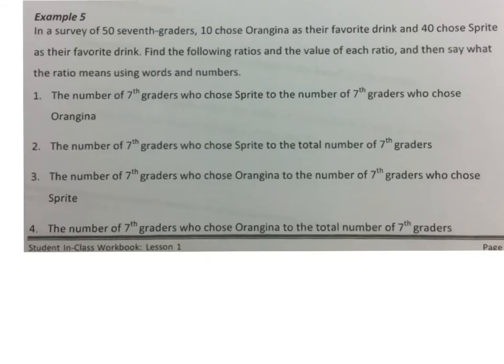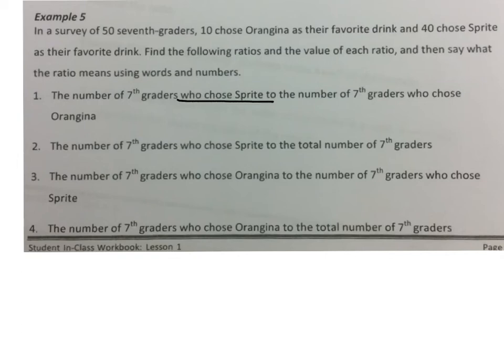Okay, and the last example is in a survey of 50 7th graders, 10 chose Orangina as their favorite drink, and 40 chose Sprite as their favorite drink. Find the following ratios and the value of each ratio, and then say what the ratio means using words and numbers. Okay, so number 1, it says the number of 7th graders who chose Sprite to the number of 7th graders who chose Orangina.